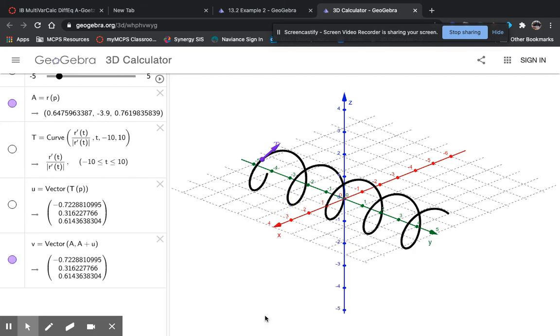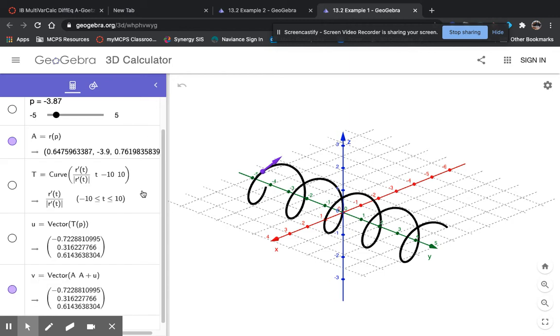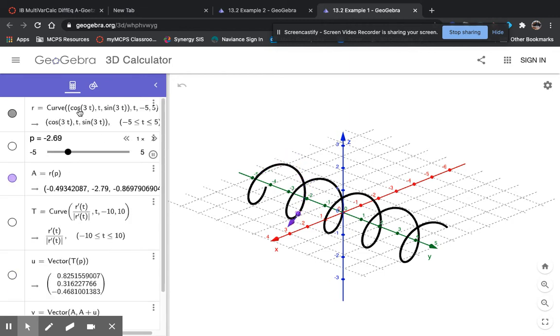And here's that curve, right? If you notice, this is the curve cosine 3t, sine 3t, and t. And they define t to go from -5 to 5, right? But that is our r of t. And there is the tangent vector. You just found the equation of the tangent vector at any t.